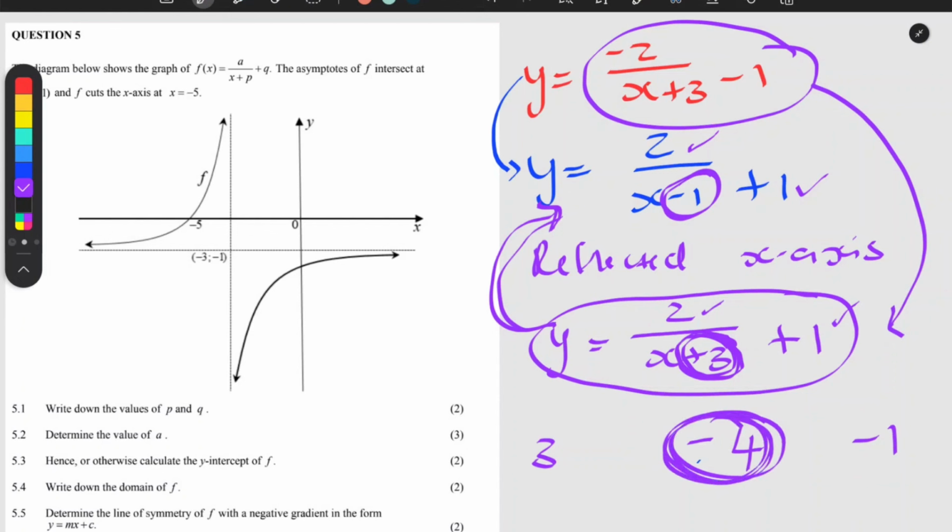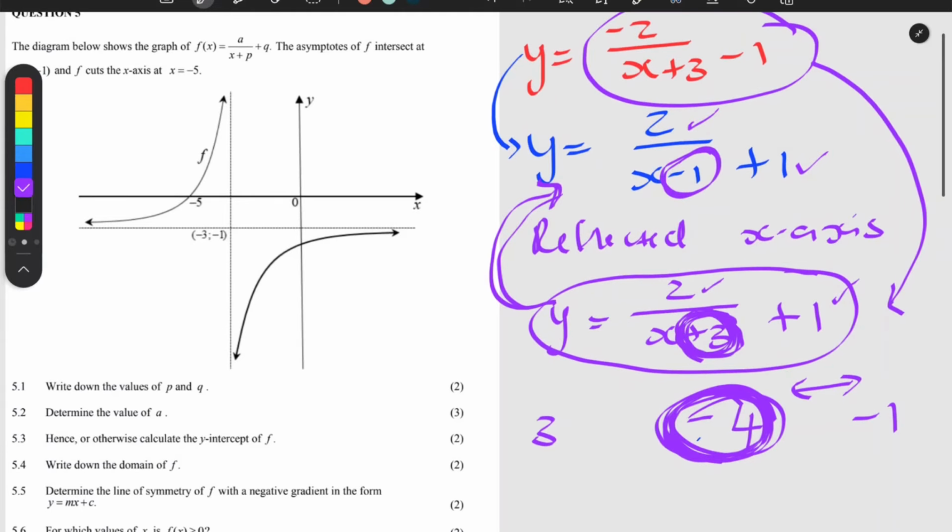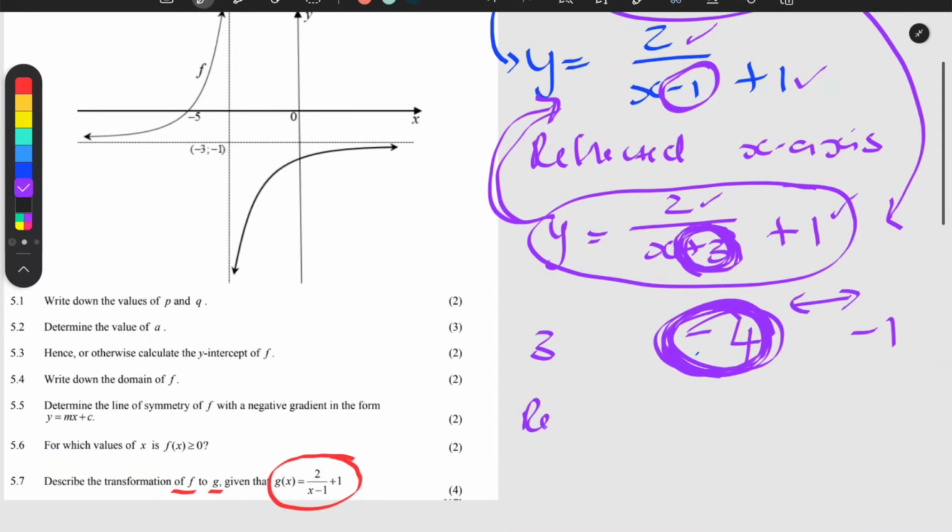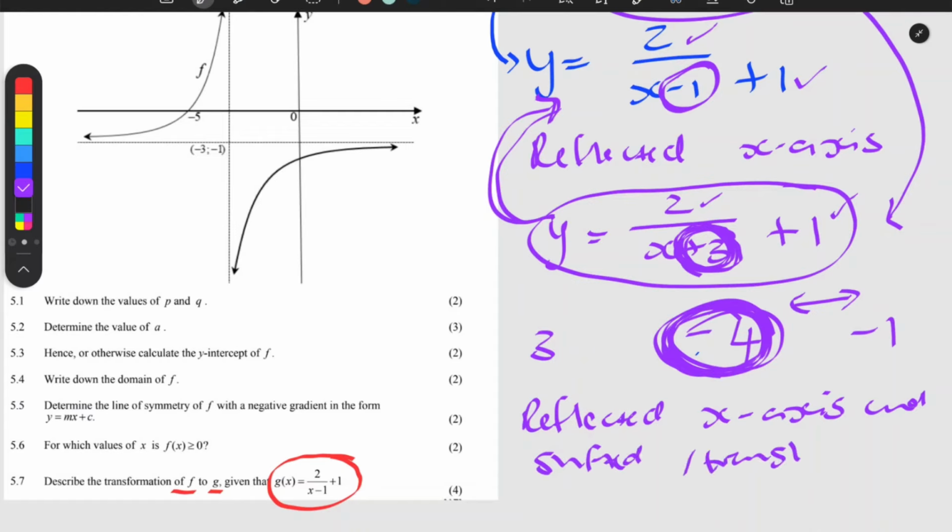We minus 4. But remember, this is a horizontal shift. If you have minus 4, it means you shifted 4 units to the right. So we're going to say the graph was reflected in the x-axis and it was translated 4 units to the right. Remember, if you minus, it's to the right, and if you plus, it's to the left.